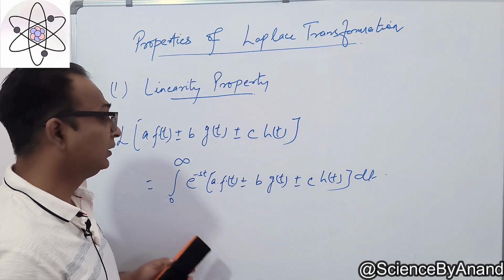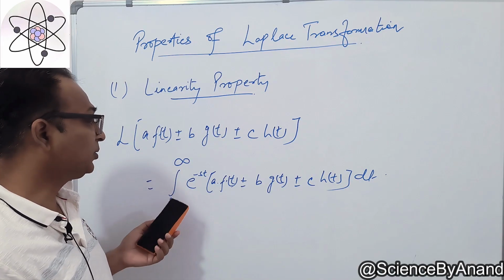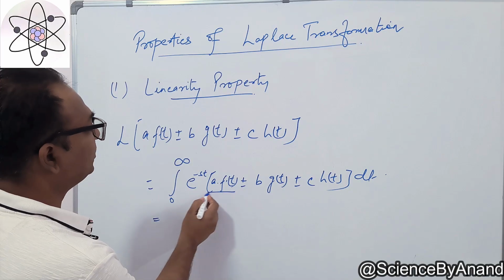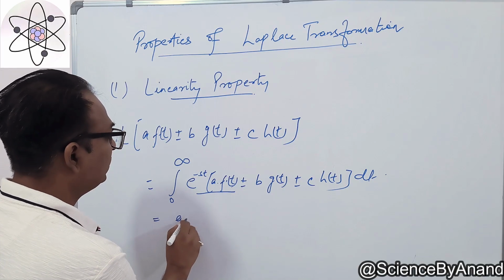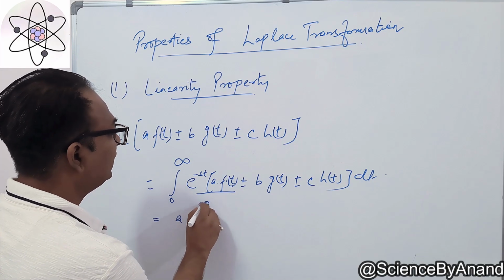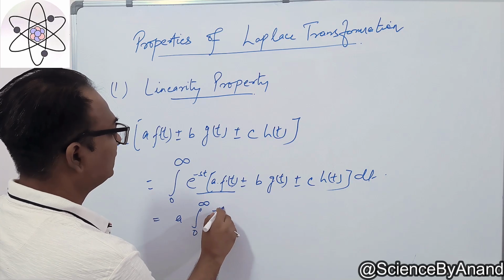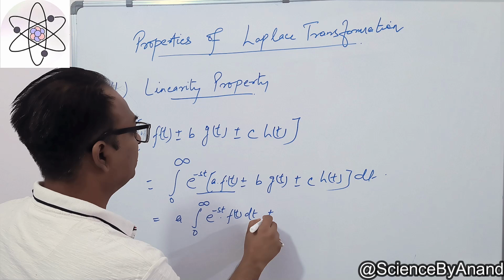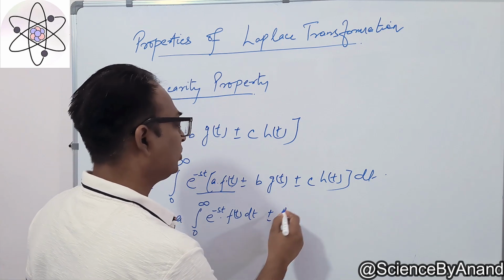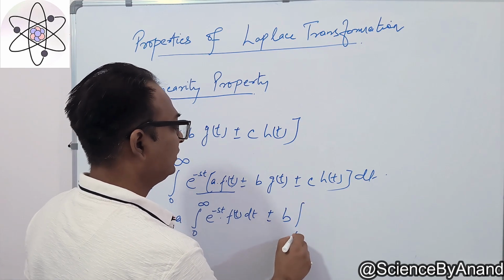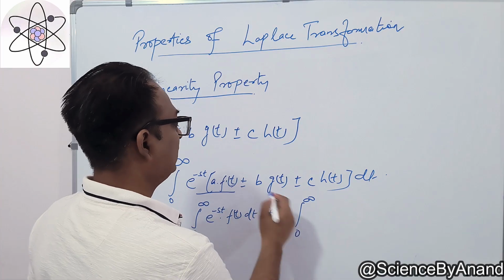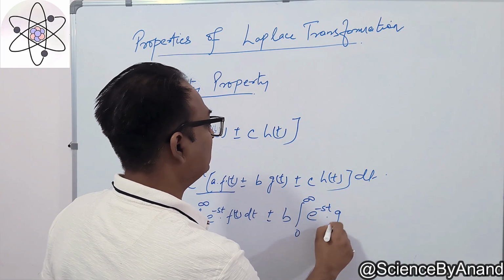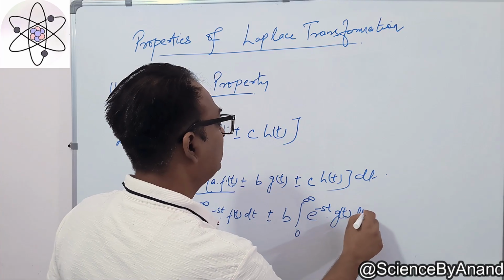We can take it out. We know that linearity principle applies in integration. So we will take this part first. a is constant, it will come out. This will be the integral from 0 to infinity of e to the power minus st f(t) dt. Then plus or minus, b is out, so this will be the integral from 0 to infinity of e to the power minus st g(t) dt.